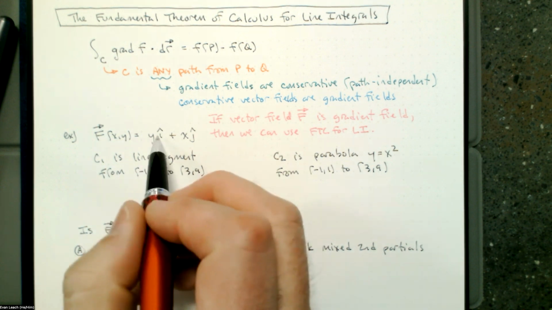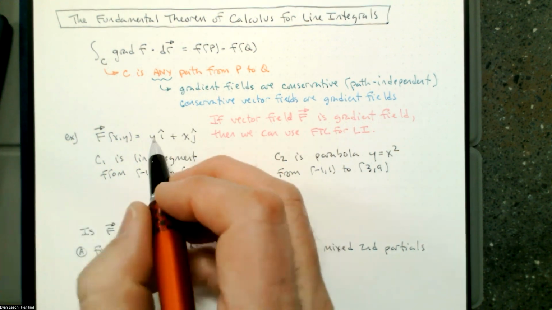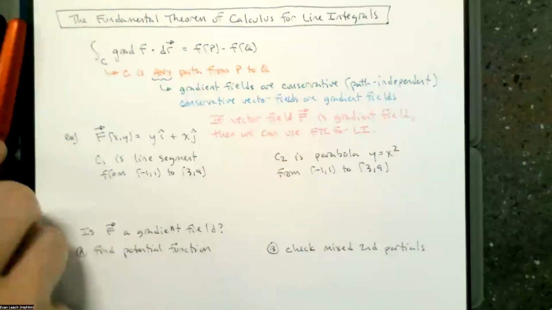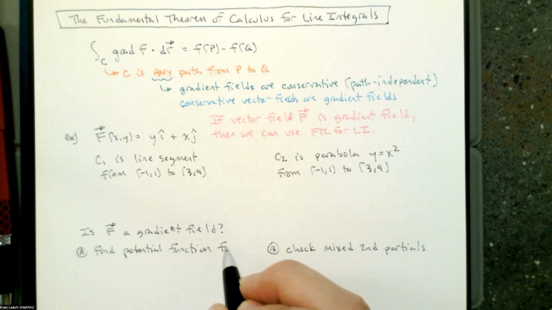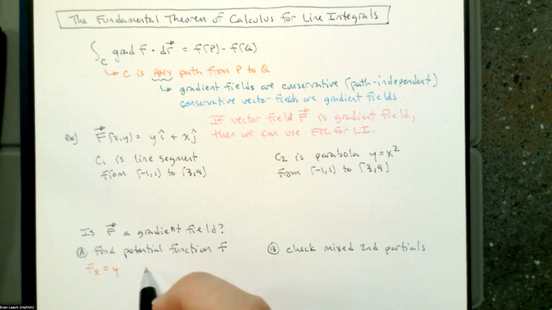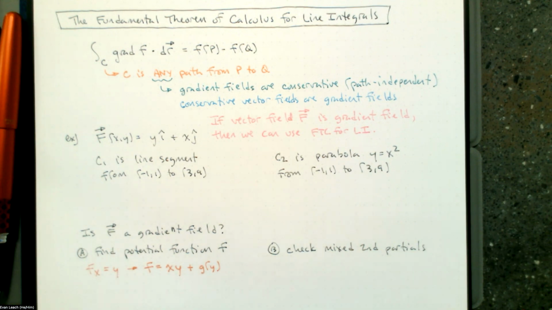In this case, we're going to look at yi plus xj, and we'll say that yi is the partial of f. If there's a potential function f, then the partial of f with respect to x is equal to y. That means that if we integrate y with respect to x, f should look like xy plus some function of just y. That's what our constant of integration looks like when we have partial derivatives.